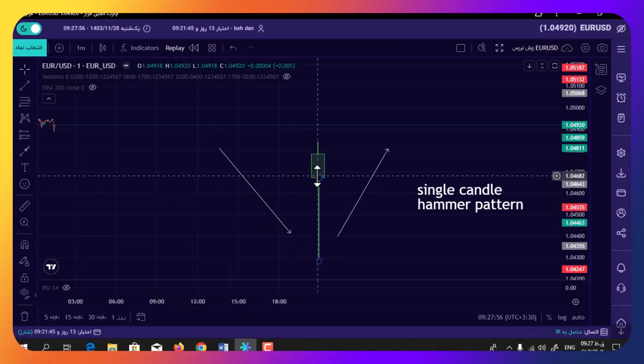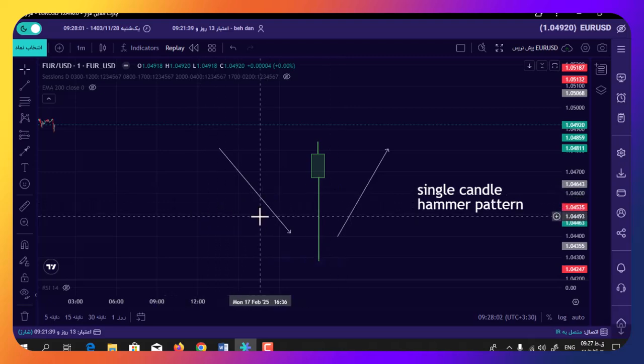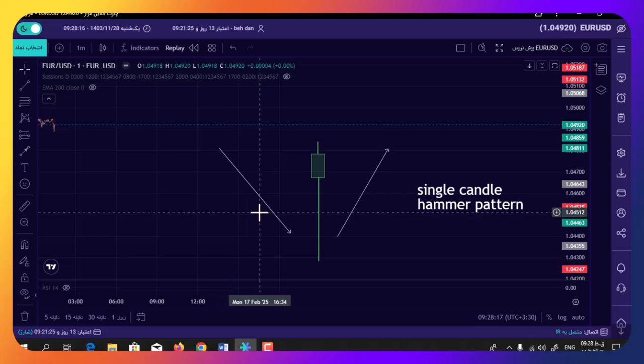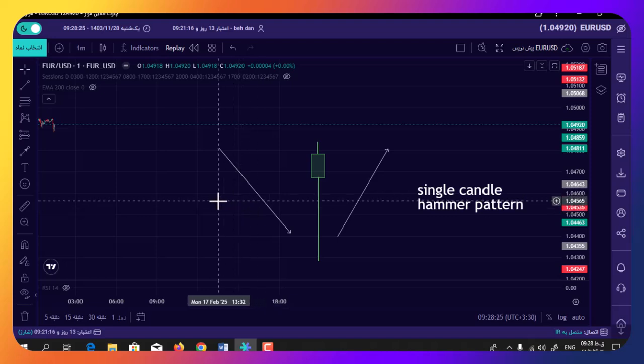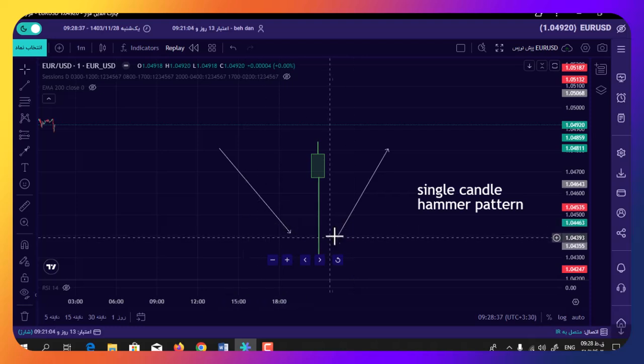The color of the candle's body doesn't matter. It can be bullish or bearish, red or green, black or white. However, for this pattern, it is preferable to be green or bullish, as it increases its reliability. Summary of the hammer pattern: it forms at the end of a downtrend. After its formation, we expect the price to increase.